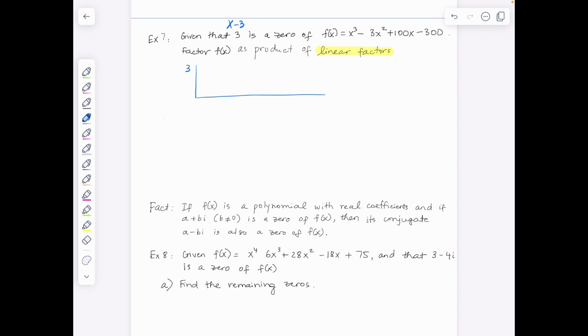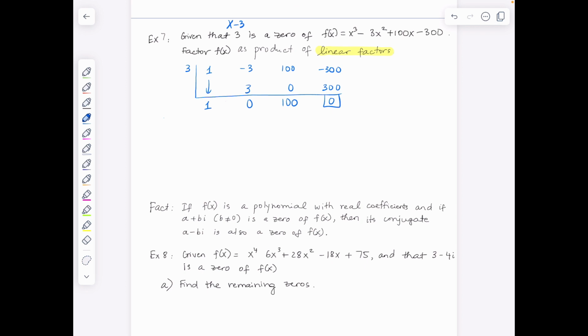So the coefficients are 1, -3, 100, and -300. First, drop down the 1. 1 times 3 is 3. -3 plus 3 is 0. 0 times 3 is 0. 100 plus 0 is 100. 100 times 3 is 300. And adding these two, we get 0.